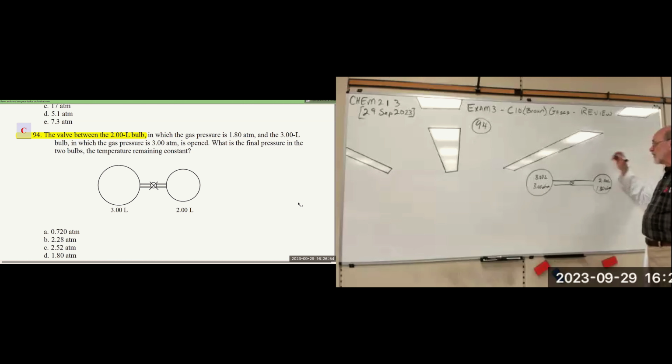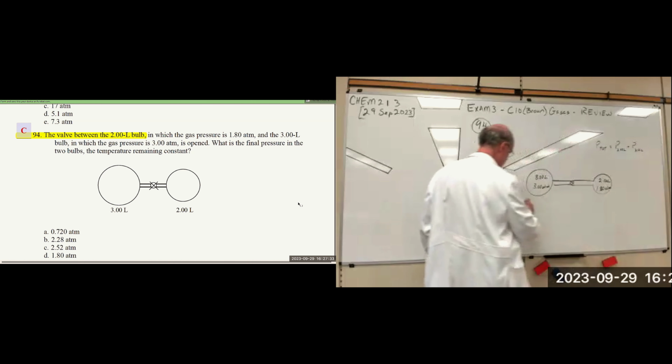Well, remember Dalton said that the total pressure equals the pressure of the 2-liter plus the pressure of the 3-liter, contributed by these two. Well, how do we get at that? What we have to do is say, what would the pressure be if that were a vacuum? And that would be the pressure contribution from this side. Then we say, what would the pressure be if this were a vacuum? That would be the contribution from this one, then add together.